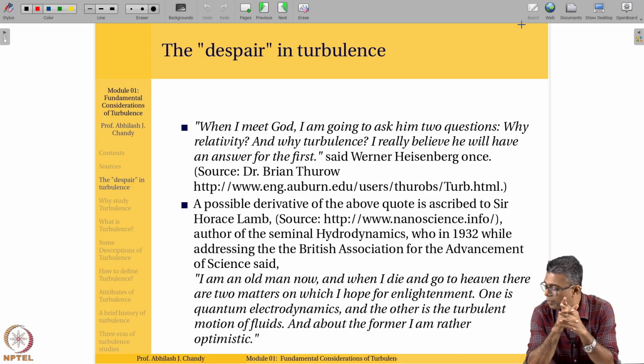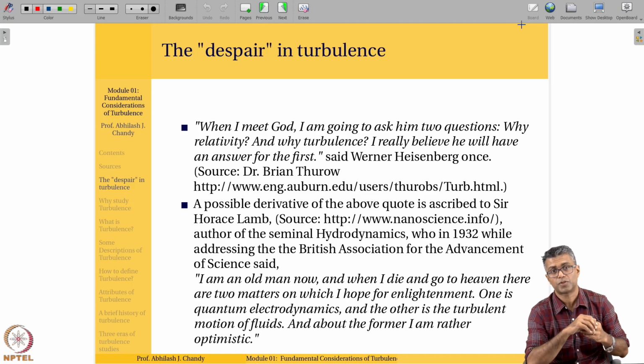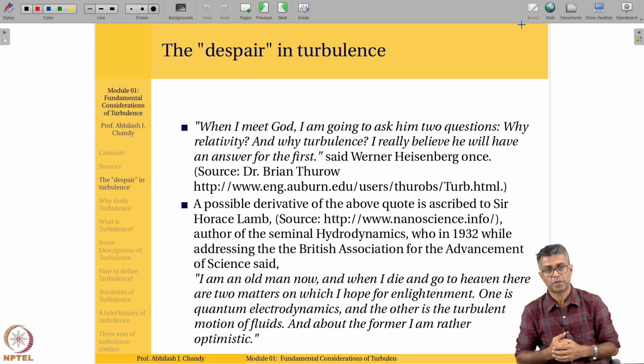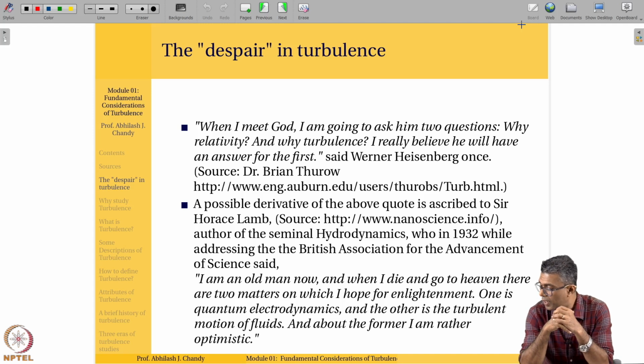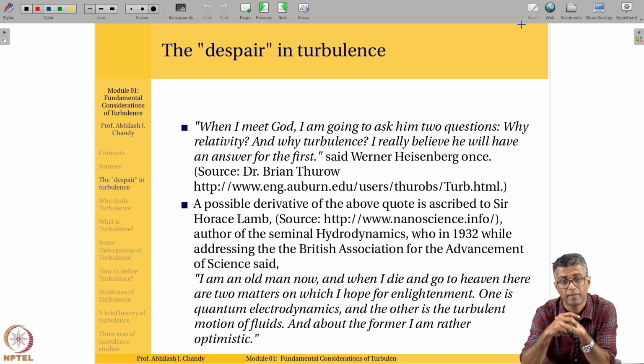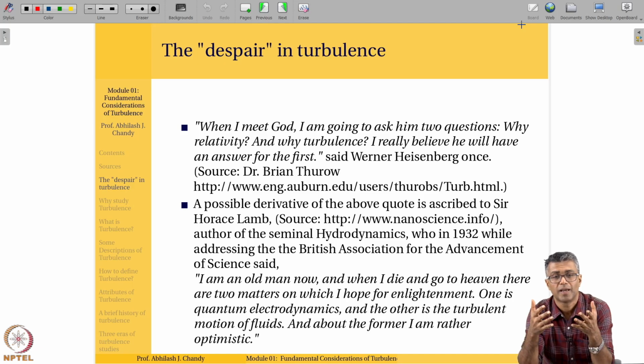Heisenberg, if you remember, was a German theoretical physicist. He was one of the main pioneers of quantum mechanics. The Heisenberg principle is something that you've probably heard of. He was a principal scientist in the German nuclear program in World War II, and he was the author of the uncertainty principle. His quotation, he said, when I meet God, I'm going to ask him two questions. Why relativity and why turbulence? I really believe he will have an answer for the first. So that was him expressing his despair in turbulence, meaning it's so hard to understand that maybe I should give up.